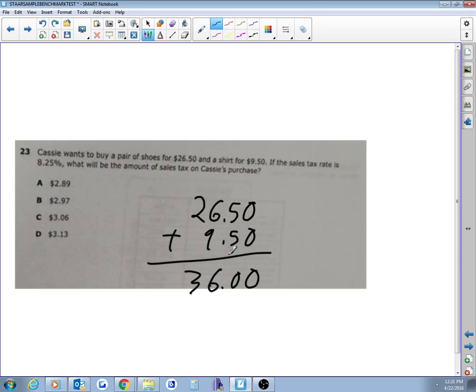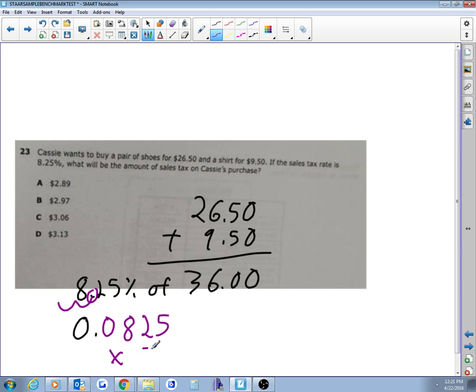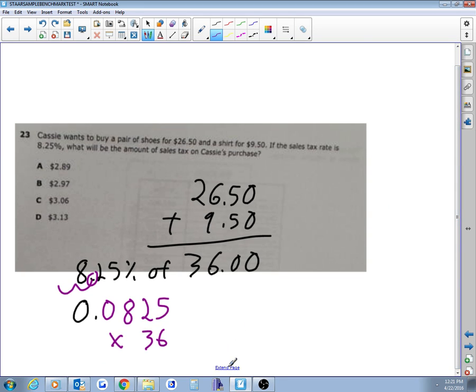And we want to find 8.25% of 36. Well, 8.25% is the same thing as 0. We're going to move this decimal to go from percent to decimal. We move it 2 times. So it's going to be 0.0825. Of means multiply. 0.0825 times 36 will get us our solution.